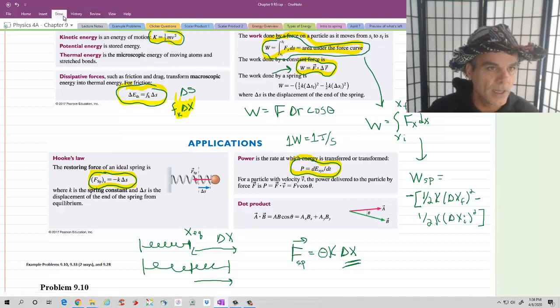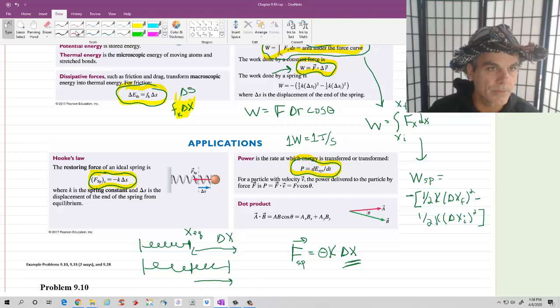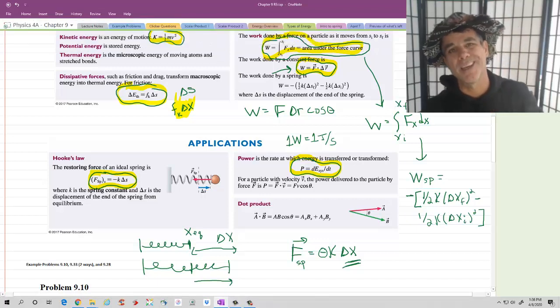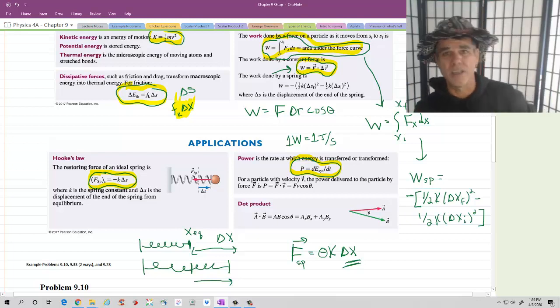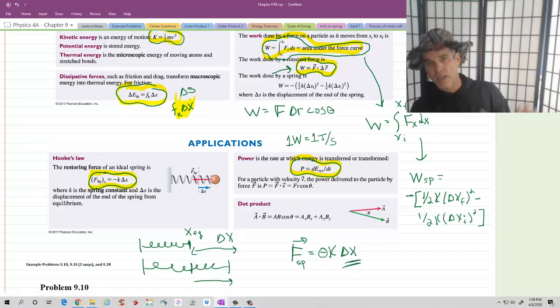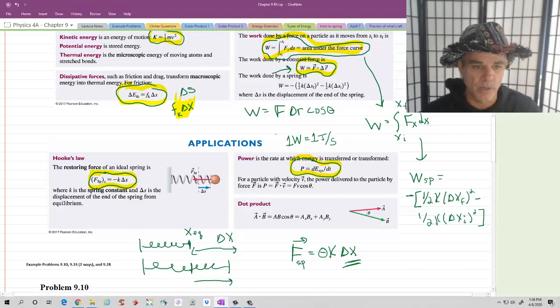Okay, so let's just do 3 example problems and then we are done with chapter 9. Tomorrow I'm going to go into chapter 10, and you'll see I'll cover the whole chapter in a day and then just spend a couple days doing example problems.